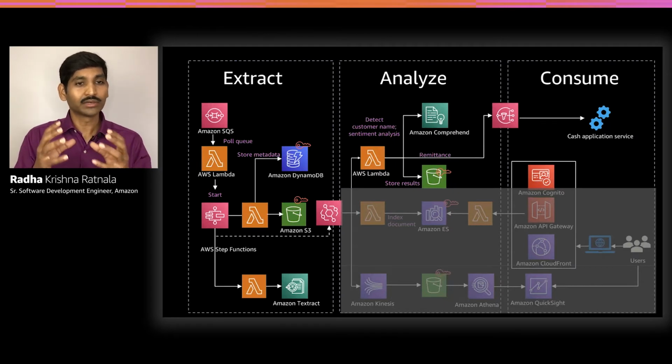So once the text content is available from the email as well as attachments, we use Amazon Comprehend, which is a natural language processing service, which can understand the customer names or custom entities. We also get sentiment analysis from Amazon Comprehend. So once we get this information, we also extract the remittance information like customer name, invoice number, the amount the customer is trying to pay, the date they have paid, that information.